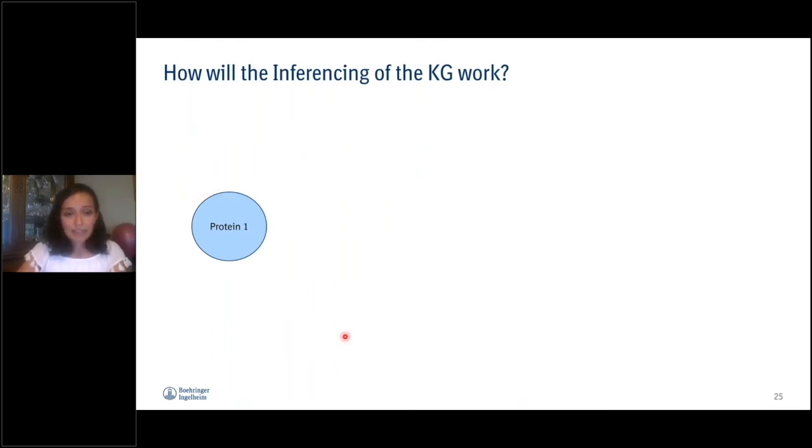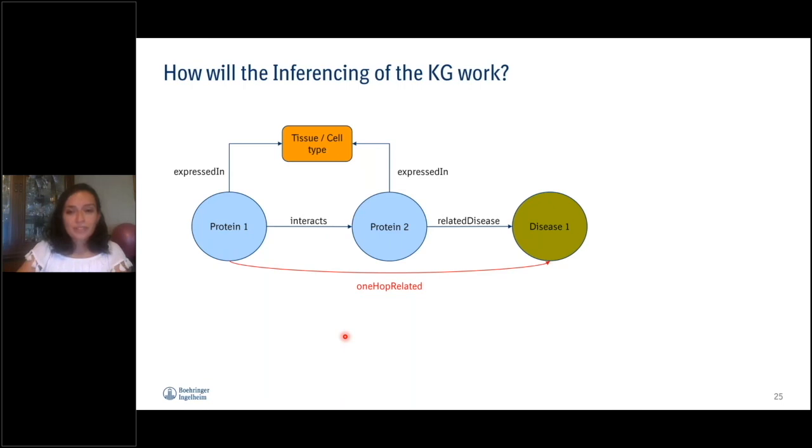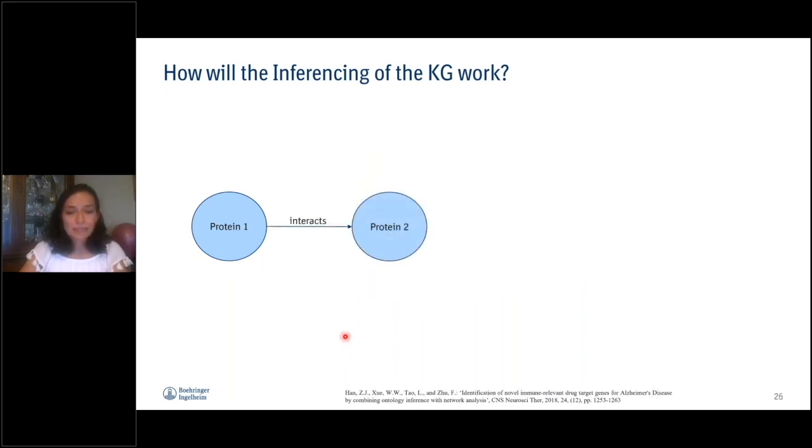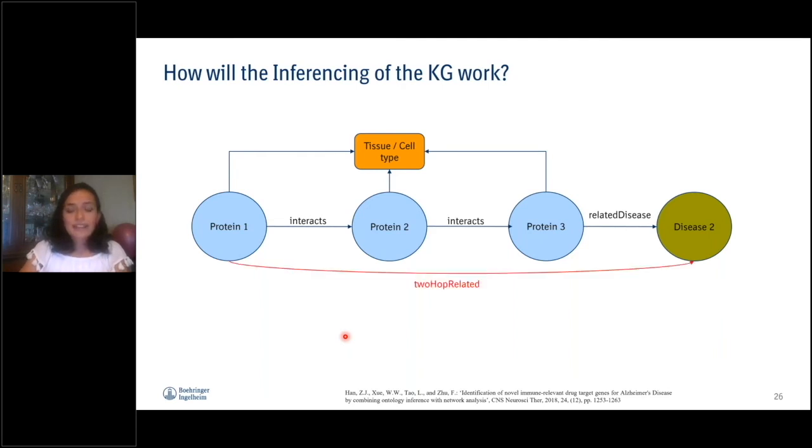Let's say we had protein 1 interacting with protein 2, and it was related to disease 1. And protein 1 and protein 2 were expressed in the same tissue. This meant that protein 1 was one hop related to disease 1. And secondly, we had protein 1 interacting with protein 2, which was interacting with protein 3, and it was related to disease 2. And these 3 proteins were expressed in the same tissue. Then this 2-hop related link was created automatically, the same as in the first slide.